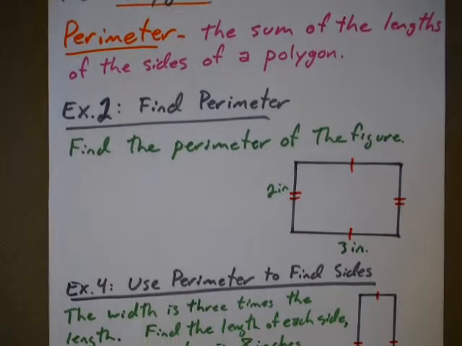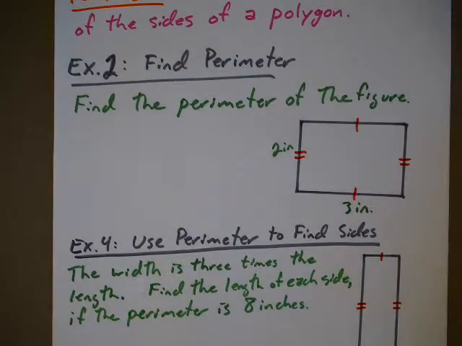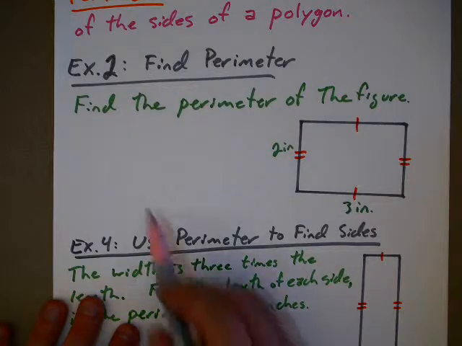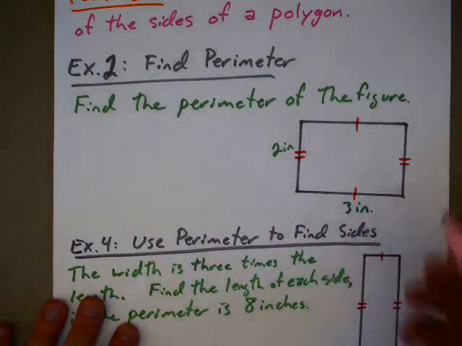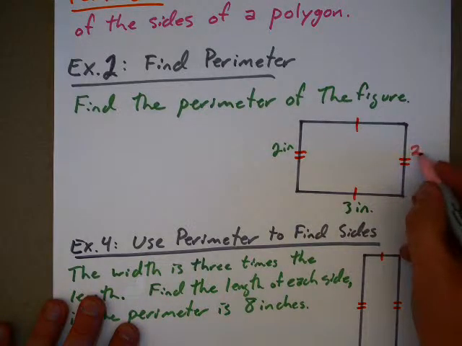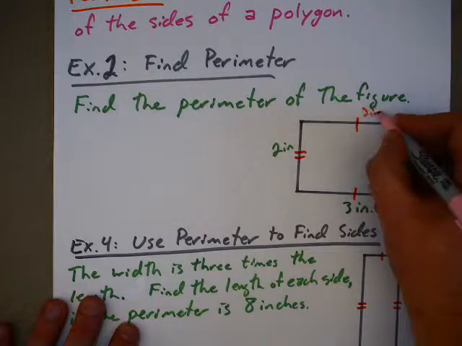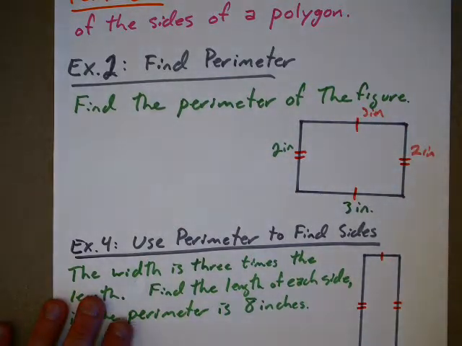So a simple perimeter question, which shouldn't be too hard to follow, is example number 2 in your book. It just says find the perimeter of the figure, and right here I have what looks like a rectangle or quadrilateral, and we know that we have some sides that are congruent, and then this side is also 3 inches. And so I want to talk about the formula to find the perimeter.